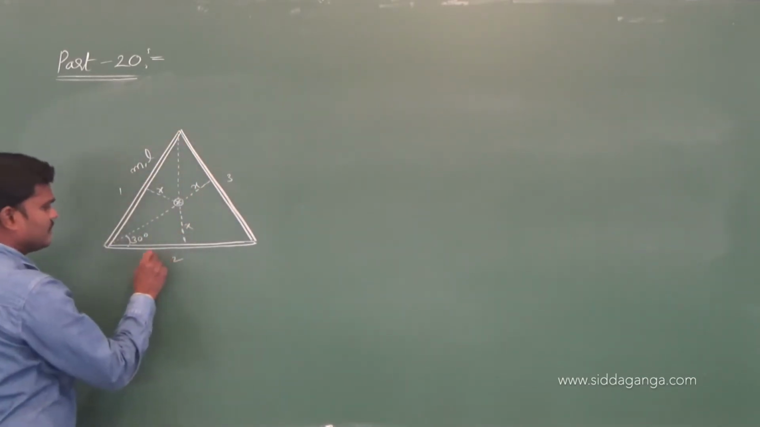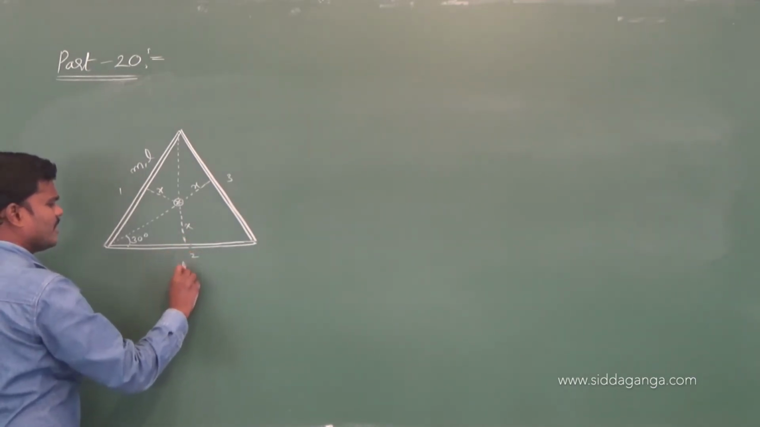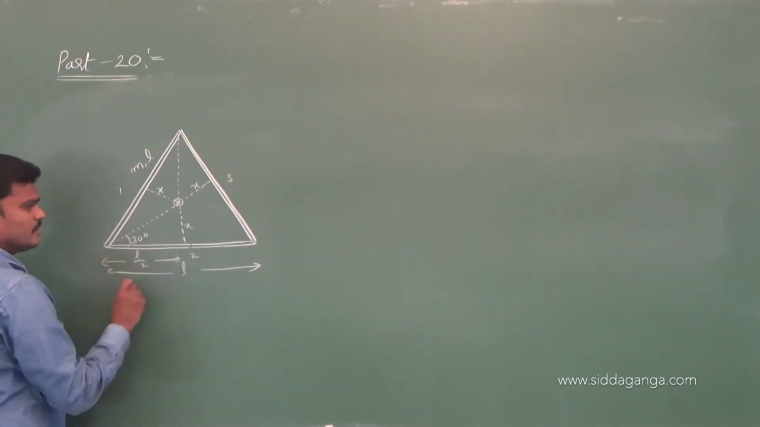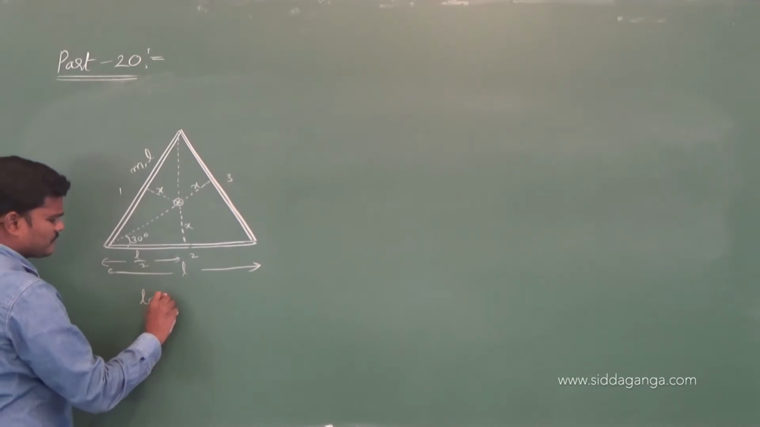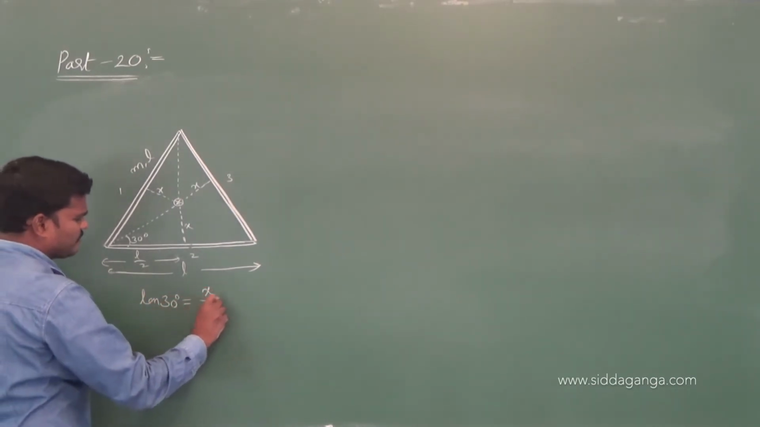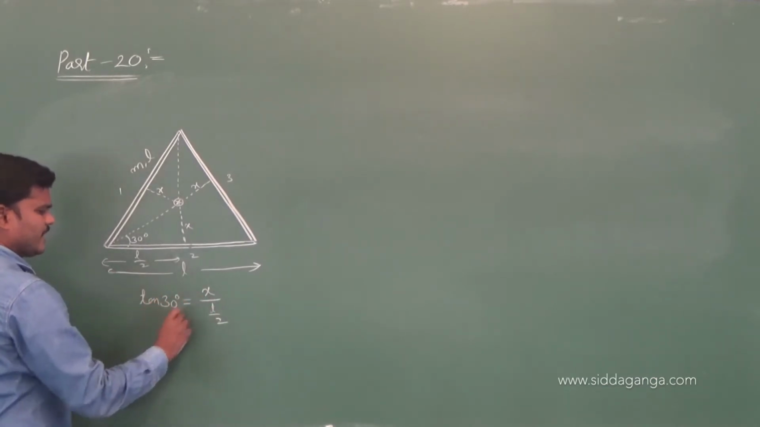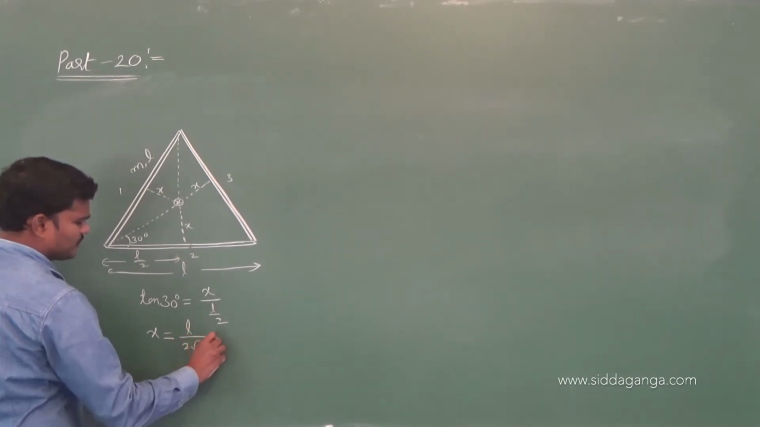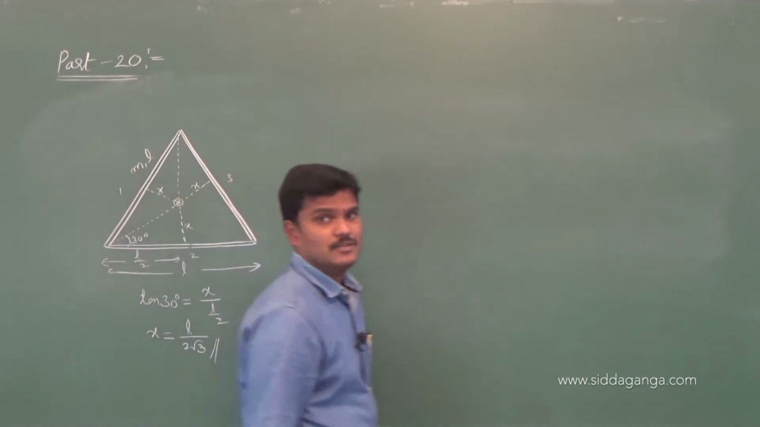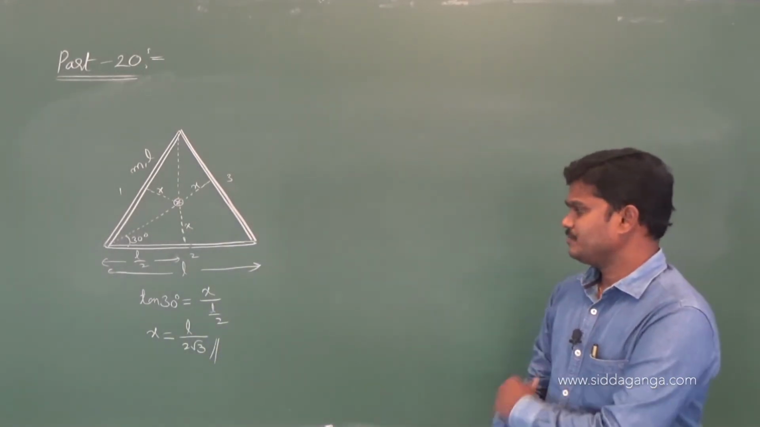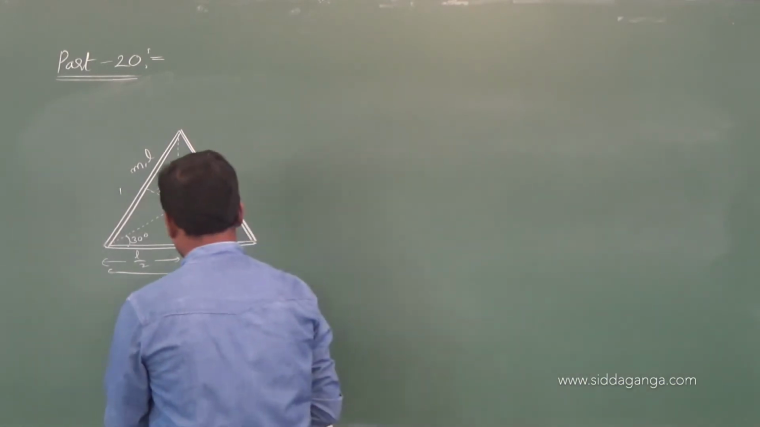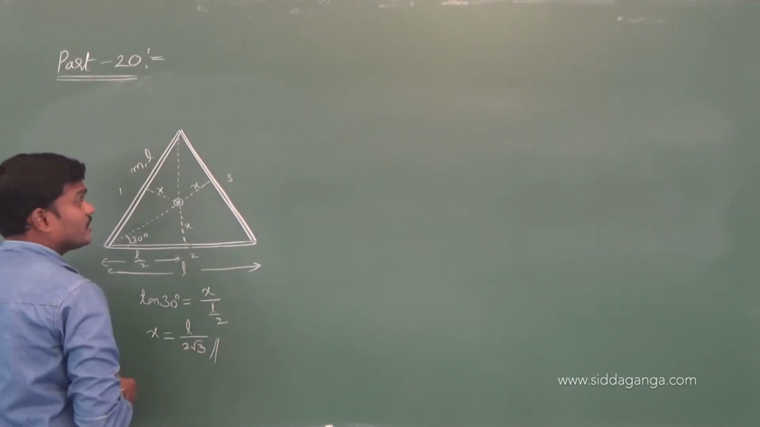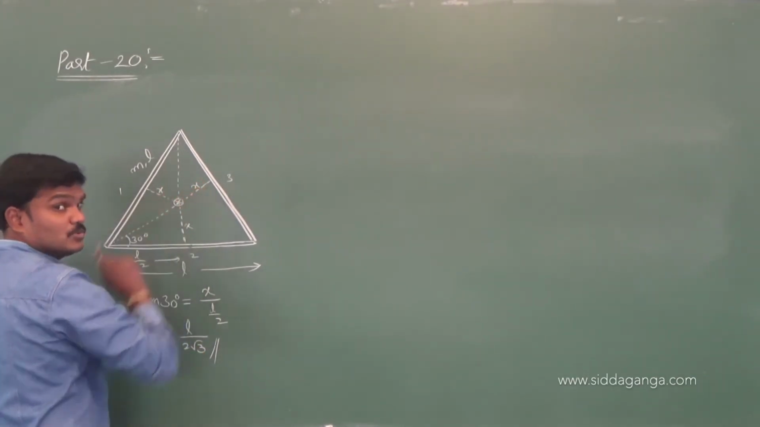How to get this x? The rod length is given as L. How much is this value? L by 2. By using tan 30, x by L by 2, so x is equal to L by 2 tan 30, that is L by 2 root 3. Okay, so this x is L by 2 root 3.